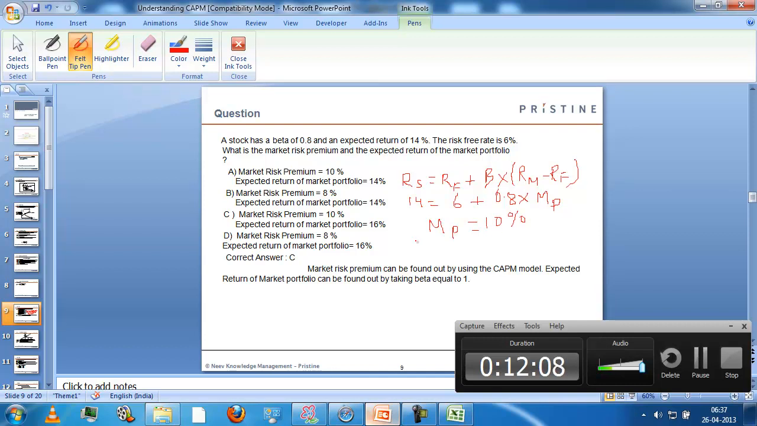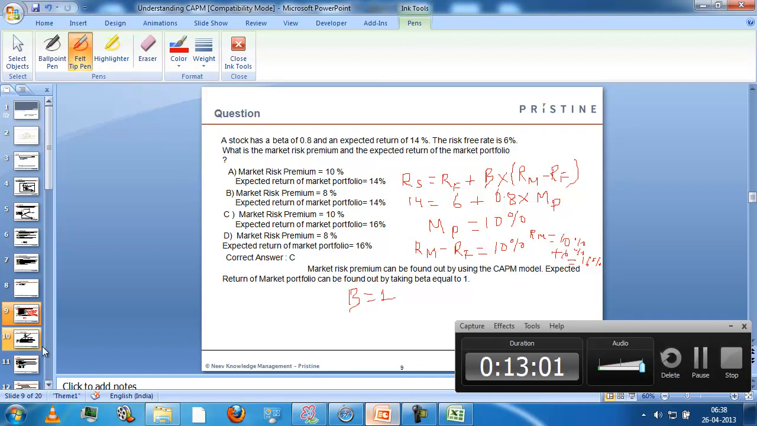We also need to calculate the return of the market. There are two ways of doing it. First is that we can take RM minus RF, that is the market premium, which is 10%. So your return of market will be 10% plus the risk-free rate, which is 6%, so it will be 16%. Another way of calculating market return is by noting the fact that for the market, the beta is 1. So beta for market will be equal to 1. If we put that in this formula, we'll get the same value of 16%.